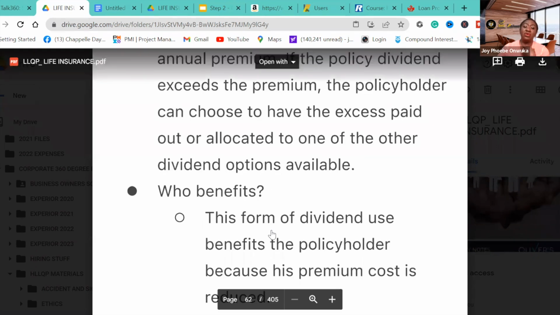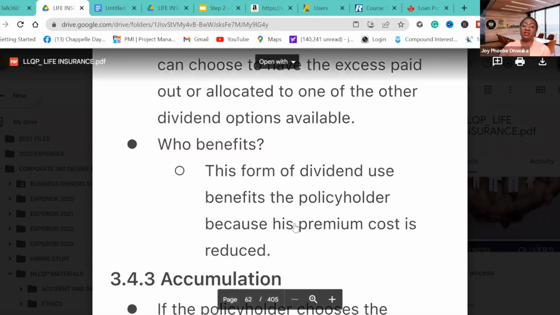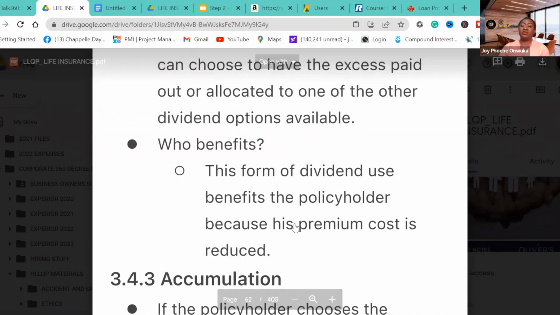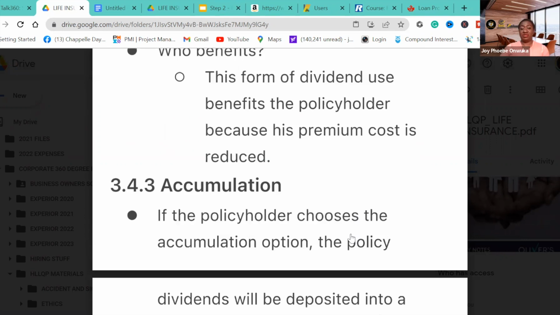So if this option is exercised, who benefits? This form of dividend benefits the policyholder because the premium cost is reduced.